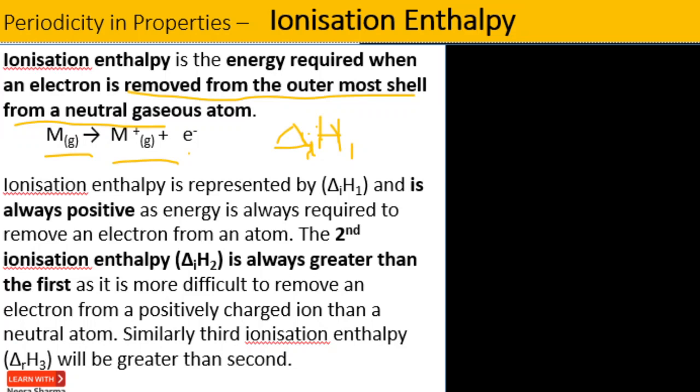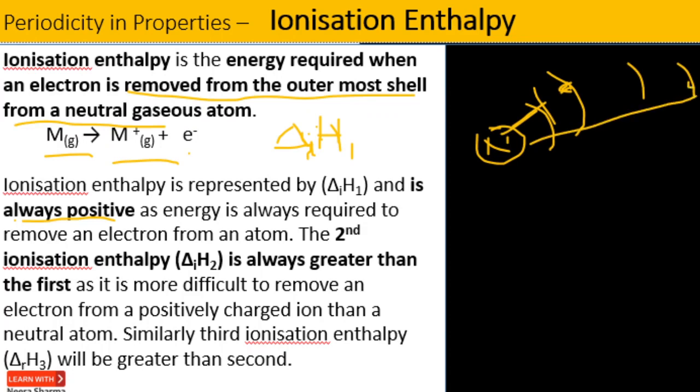The ionization enthalpy is always positive. Why is it positive? Because we are breaking an attractive force. There is an attraction between the nucleus and the electron which is being removed, so we have to break this attraction and we will require energy. If the attractive force is more, the energy required is more. If we are removing an electron from a shell which is away from the nucleus, the attraction between the nucleus and the electron will be less, so less energy will be required.